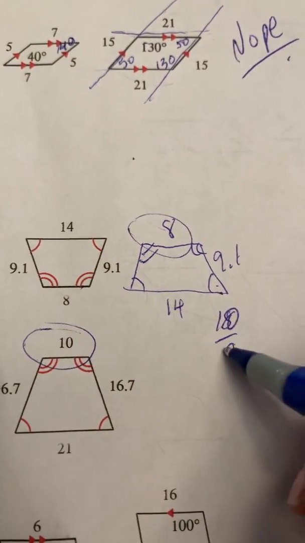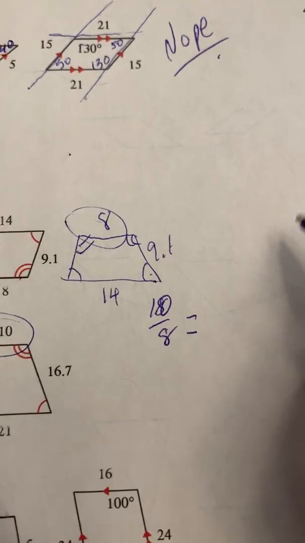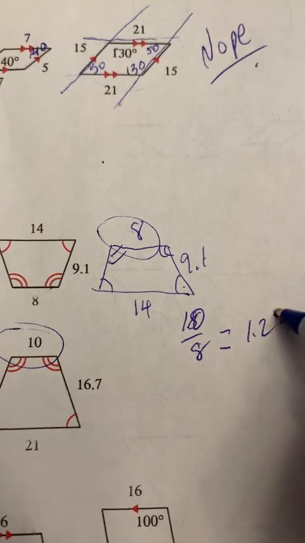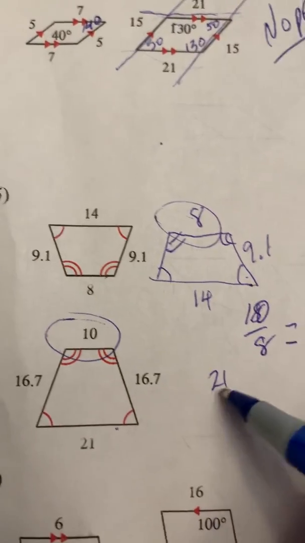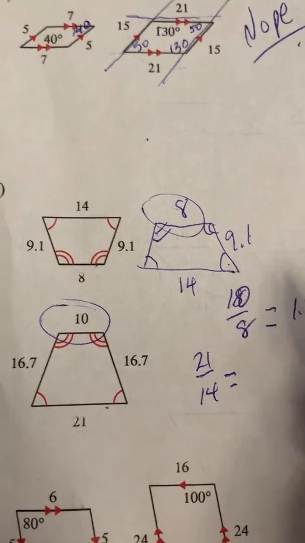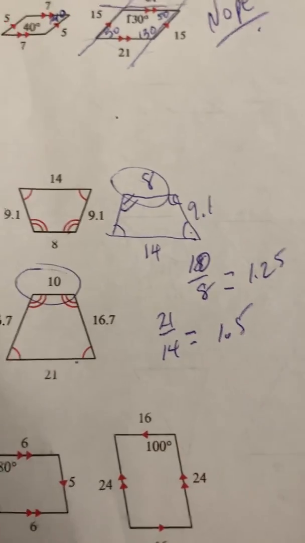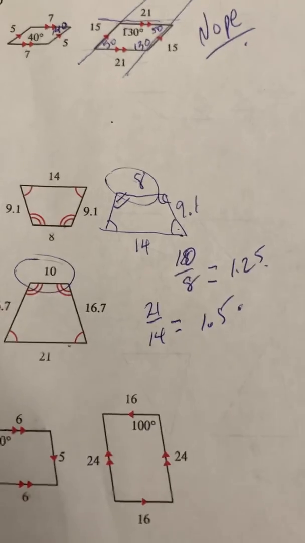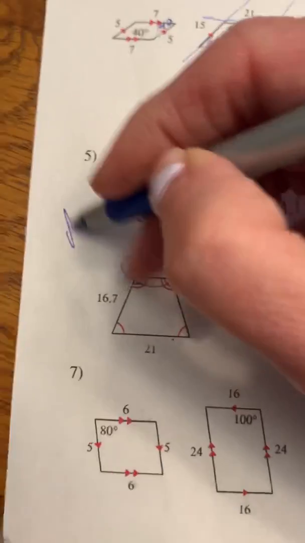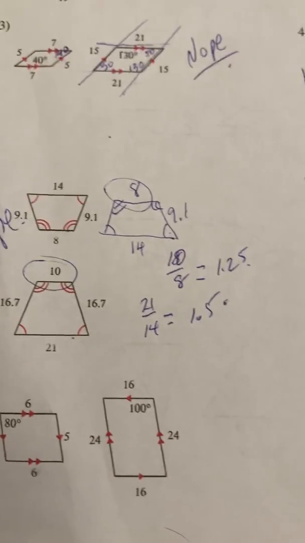And I go 10 over 8, which is 1 and 25/100ths. Now I'm going to do the bottoms. 21 matches up with 14, and when I do that, I get 1 and 5/10. I'm not even going to bother doing the other side because if these ones don't match, that already makes those not similar. So that's going to be a hard nope there.